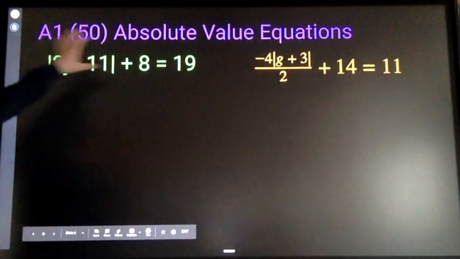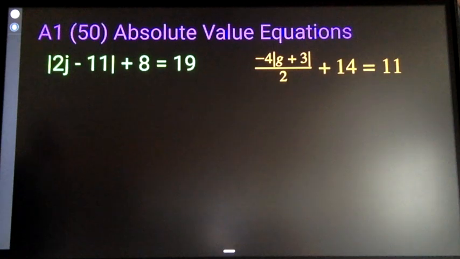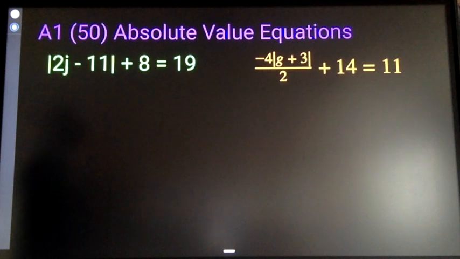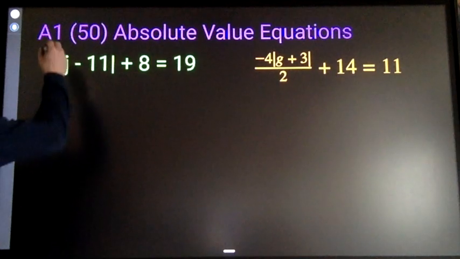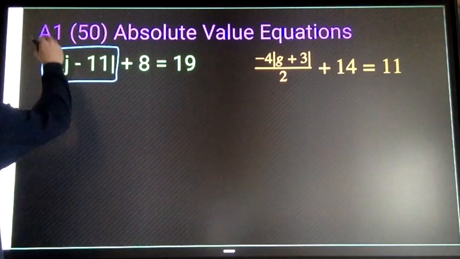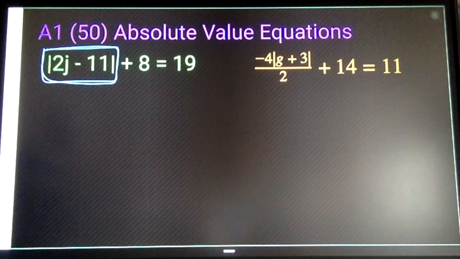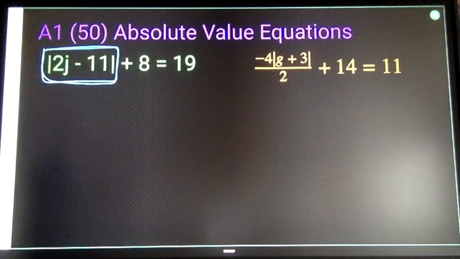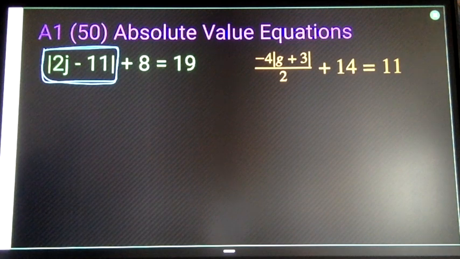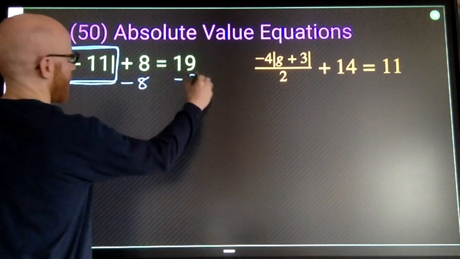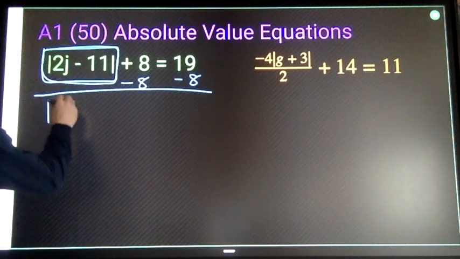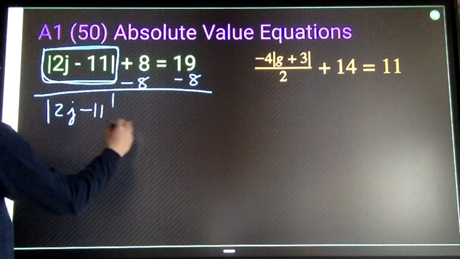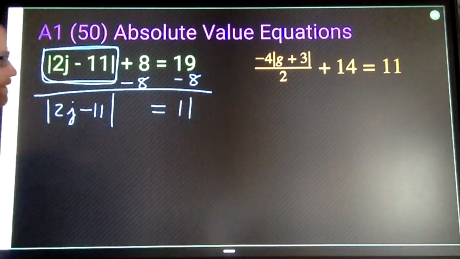All right, notice how this is different. The absolute value is not by itself yet. So, when I say use opposite operations to isolate the absolute value, I mean you're going to treat this like it is a variable. All right, x plus 8 is 19. You need to get rid of the 8, subtract 8 from both sides. And then we'll have this thing, absolute value of 2j minus 11 equals 11.